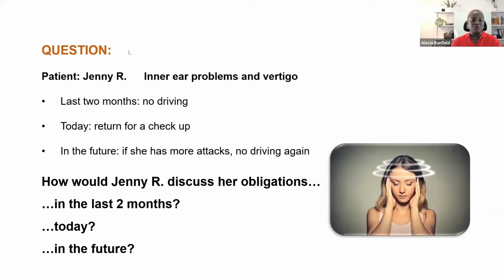So here's a little quiz for you. You have a patient, Jenny R. She had inner ear problems and vertigo. So there's poor Jenny with her swinging head. And these are the main points of her case. Last 2 months, no driving. Today, returning for a checkup. And in the future, if she has more attacks, no driving once again. So how would Jenny discuss her obligations in the last 2 months, today, and in the future?